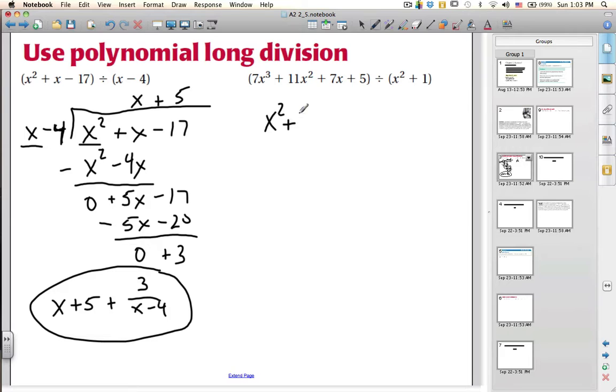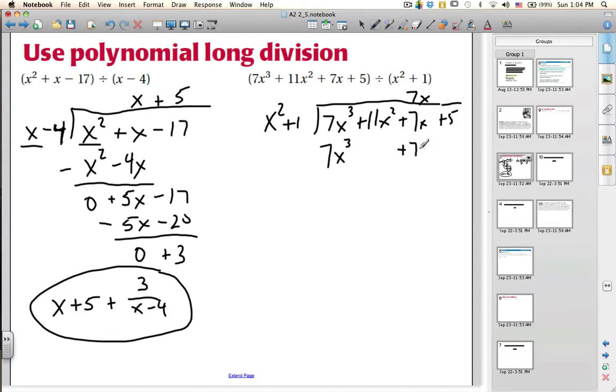Here's another example: x squared plus 1, and I'm dividing that into 7x cubed plus 11x squared plus 7x plus 5. So what do I multiply x squared by to get 7x cubed? I'll multiply it by 7x, and that's going to go over here in the x to the first power. So I'll have 7x times x squared, which gives me 7x cubed, and 7x times 1, which is plus 7x. Then I'm going to subtract.